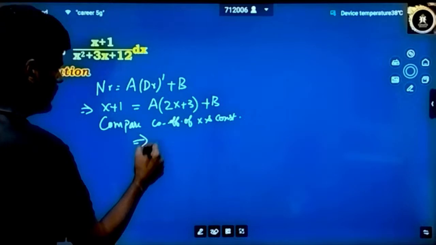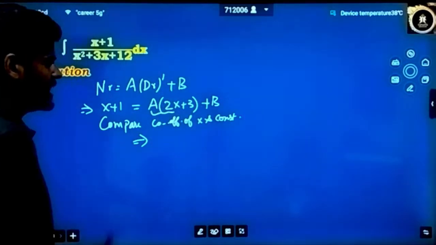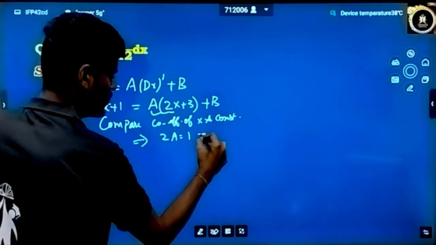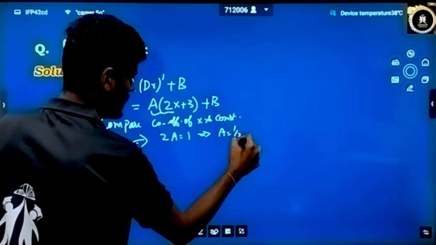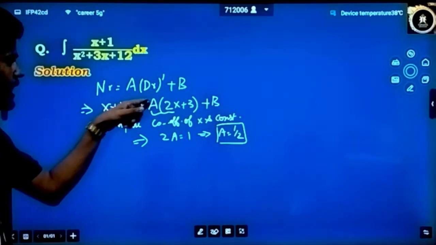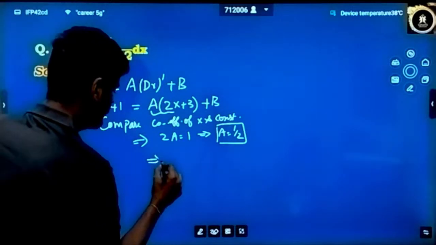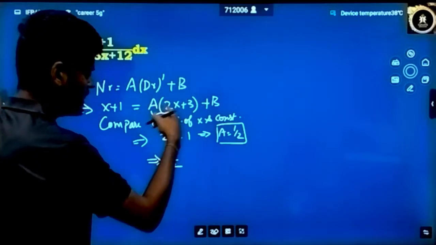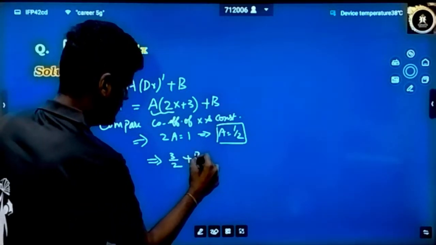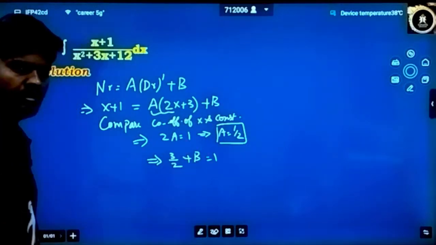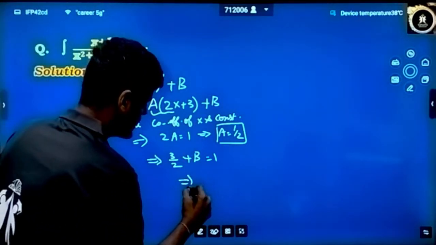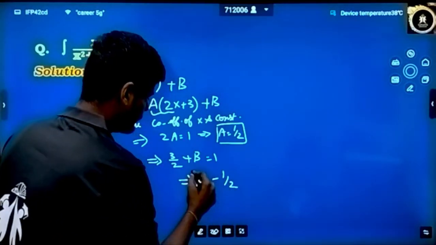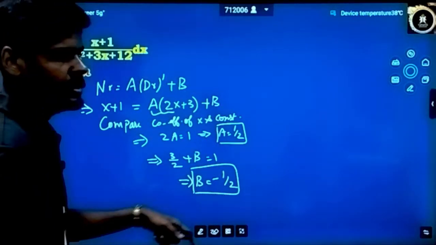Here the coefficient of x is 2 times a, there is no other x term. On the other side the coefficient of x is 1, which means 2a is equal to 1, or a is equal to 1 by 2, half. Now when we substitute a equal to 1 by 2, we get 3 by 2 as the constant, plus b. This value should be equal to 1. From this, b is equal to 1 minus 3 by 2, that is minus 1 by 2. So now we got the values of a and b.